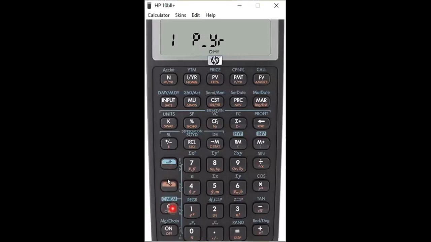We clear, make sure our calculator is on 1 PYR. We say 12 is N, 10 is interest, 3,000 is PMT, then we press FV. Sorry, I didn't put the calculator into beginning mode. It's shift first, then beginning mode. That's always important. 12 is N, 10 is our interest, 3,000 is our PMT, then we press FV and we get 70,568.